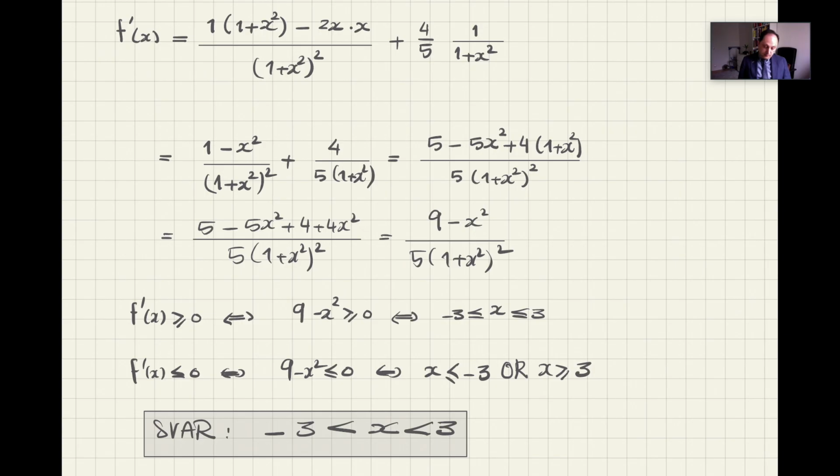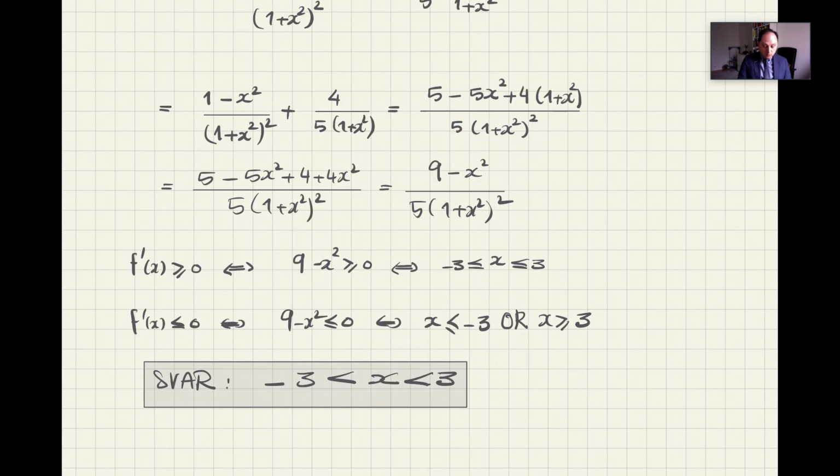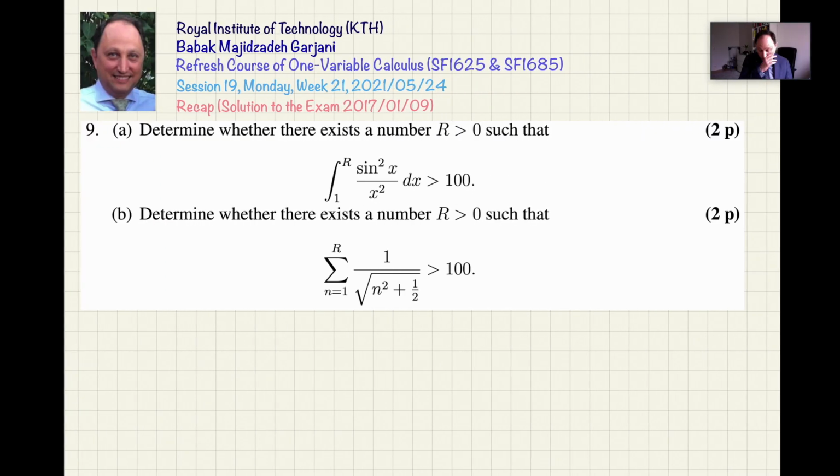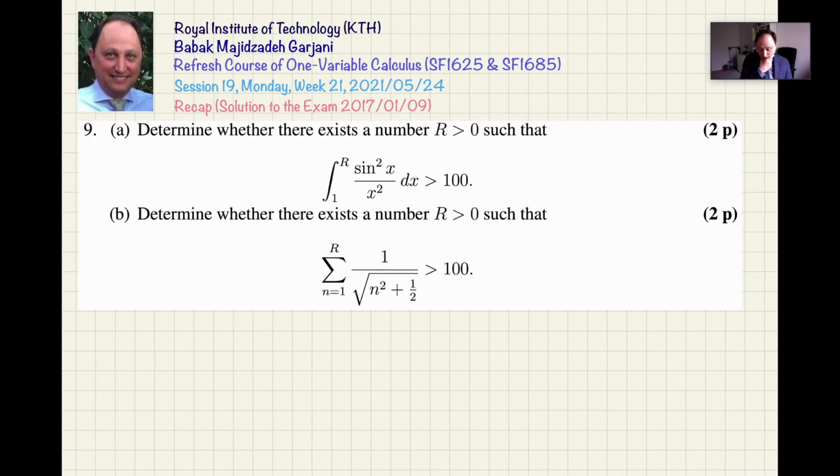Okay. Let us now go to the... Is there any other? No, this is the last problem actually for this exam. Actually, this was a quite simple example. I don't know what you think. Let us see what is the last problem.